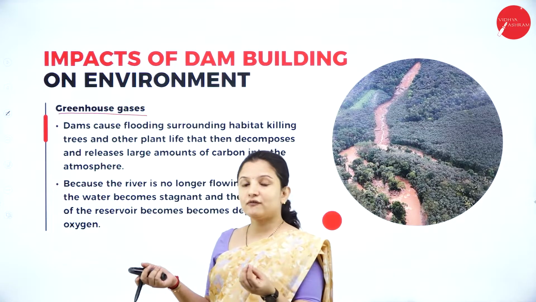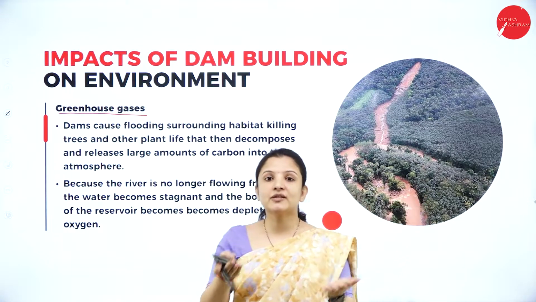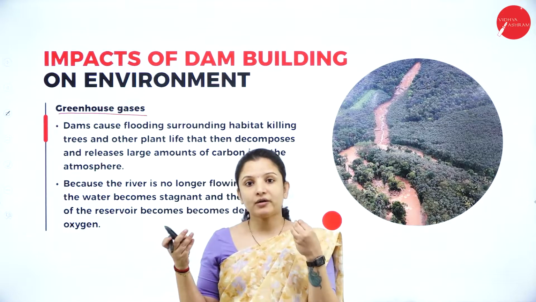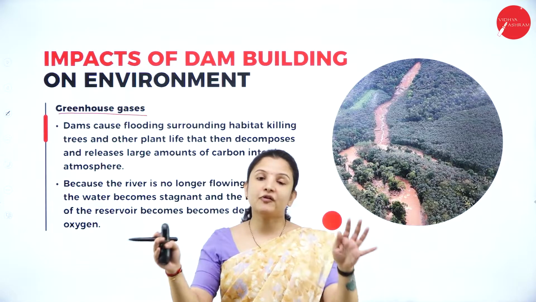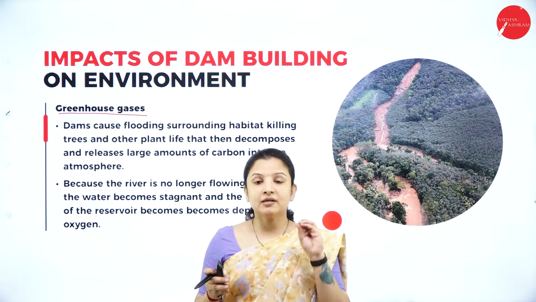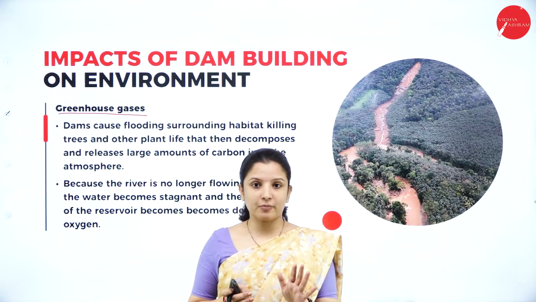So if they slide off, what happens? Along with that, the trees and all that are destructed, or it will get destroyed. And not just that, the dams can cause flooding of the nearby areas. That also will destroy the tree population.